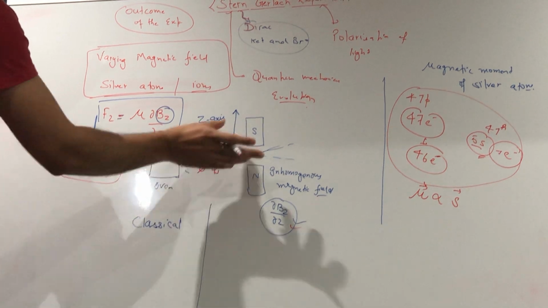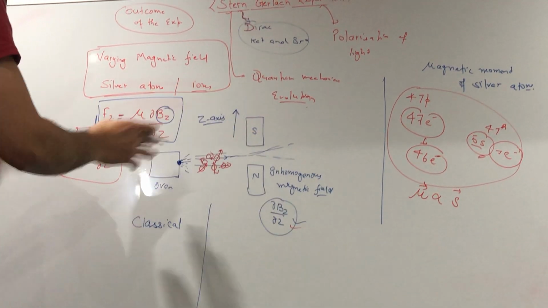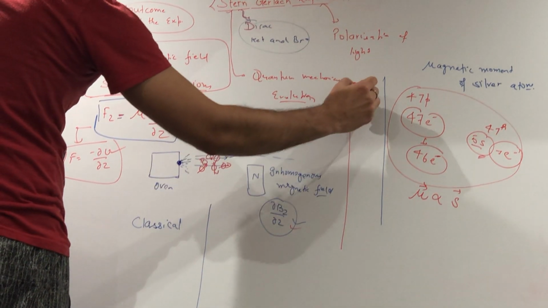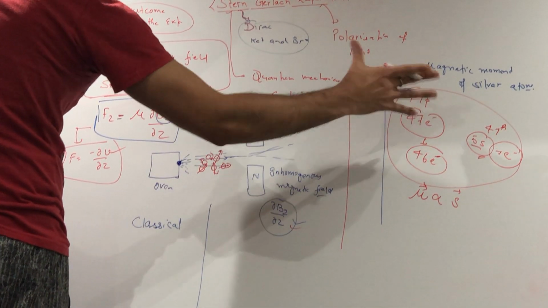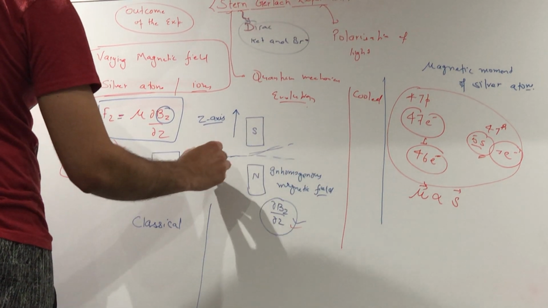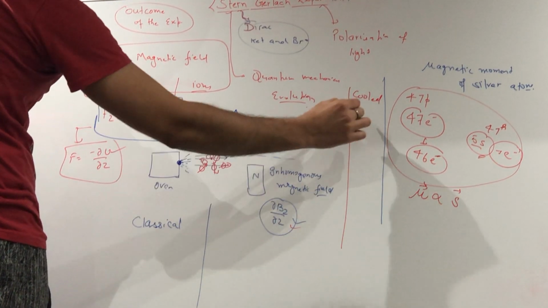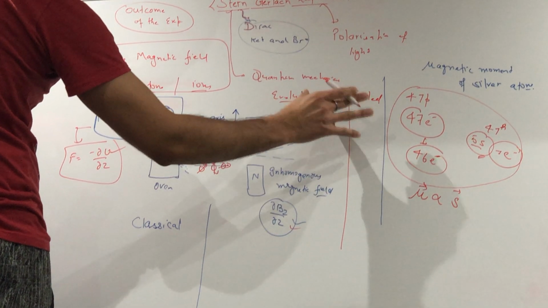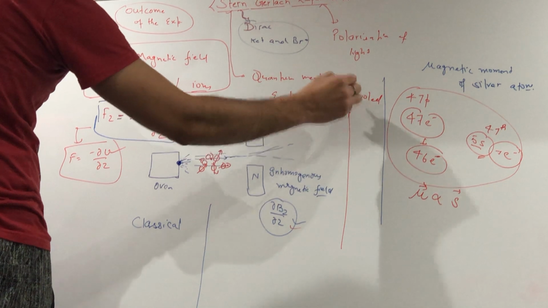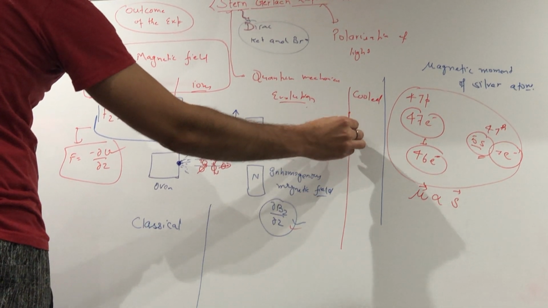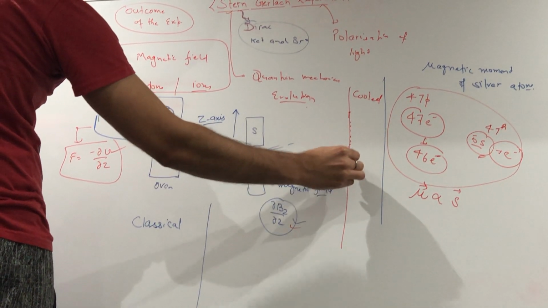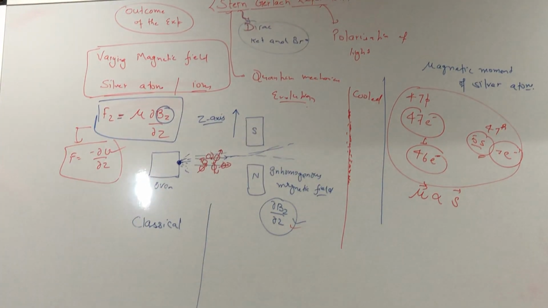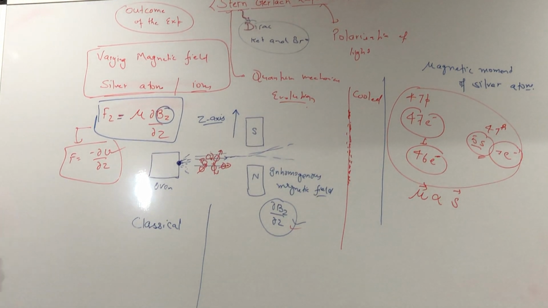So when atoms pass through this, they are deflected, and we have a screen here which is extremely cooled, so that when these hot atoms hit this screen, they immediately cool down, and they do not flow downwards. So they leave a spot here like this. Depending upon the spin, they leave the spots on the screen.